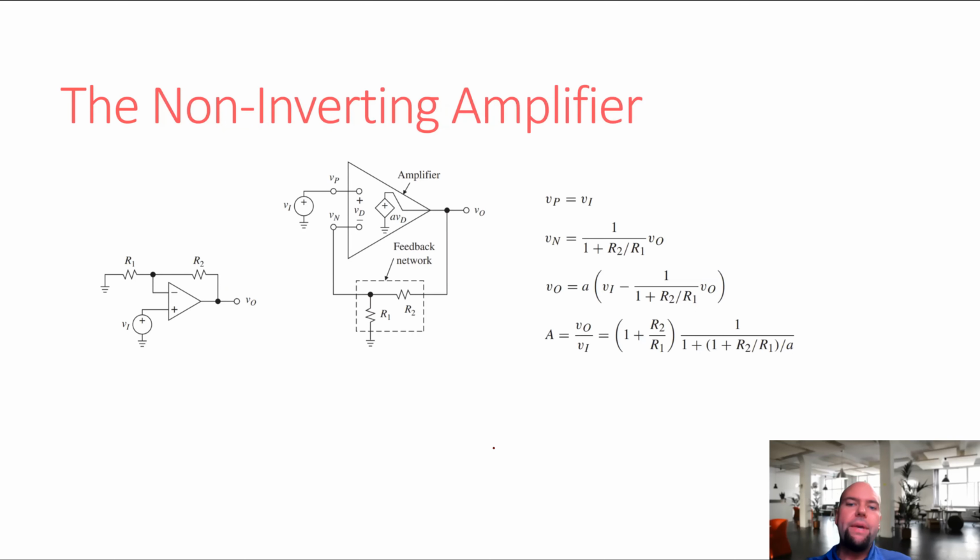Okay, so now let's jump into it. So now we've said here's our amplifier model, here's our op amp model. Now let's actually see what happens with these op amps. And we're going to start with the non-inverting amplifier.